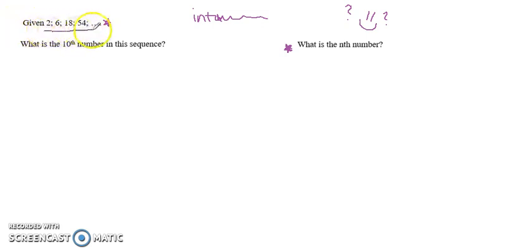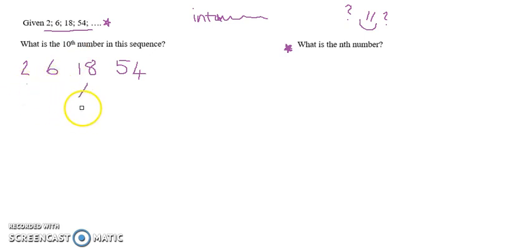Okay, firstly it says given, and it's a number pattern, 2, 6, 18, 54. What is the 10th number in the sequence? Now I've told you already that you should always start by looking to see if there's something common that's being added. So let's go through it. 2 to 6 is 4. 6 to 18, well, that's 12. So there's not a common thing being added. So that doesn't really help us.